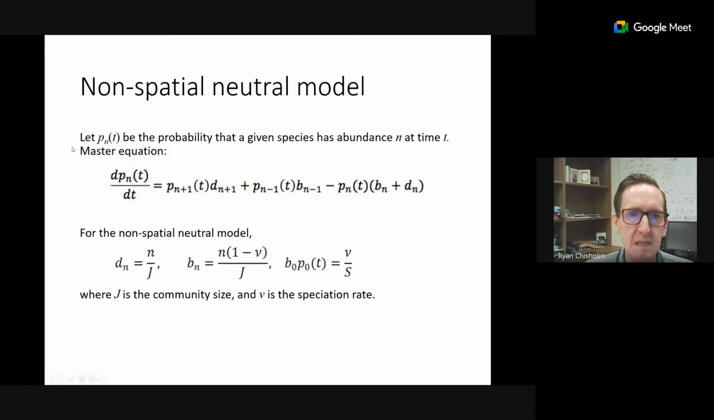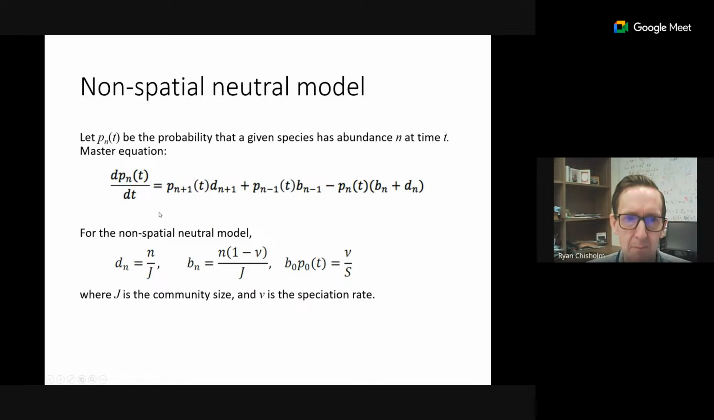So this is the master equation corresponding to the cartoon I just showed you. It's now a stochastic model, so the variable of interest can't be population size anymore. It has to be the probability that a given species has abundance n at time t. And because this is a neutral model, and neutral means that all species are treated the same, the same equation applies to all of the species.